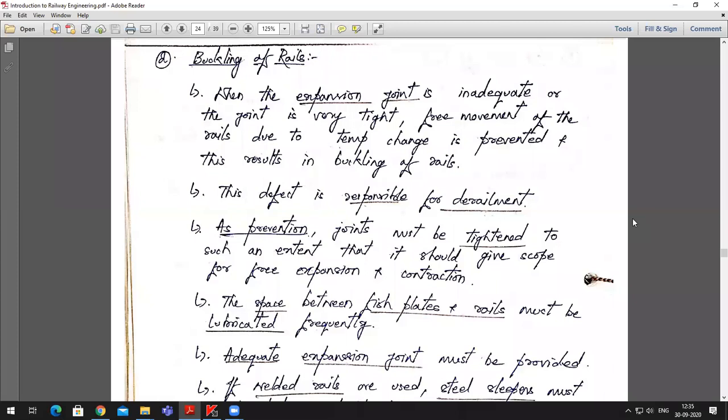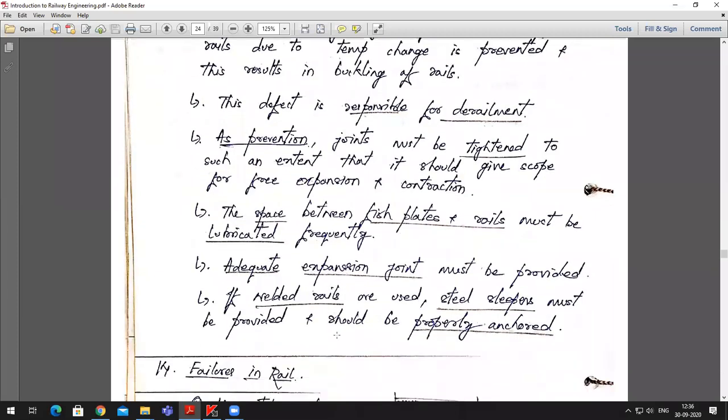The space between the fish plates and rail must be lubricated very frequently, because even when the fish bolts are over tightened, the rails are not allowed to expand and contract freely because of the friction. If it is not lubricated properly, because of friction, if it is not allowed to expand and contract freely, then the buckling might also take place. So the main concept that you need to remember is, you need to provide an adequate expansion joint.